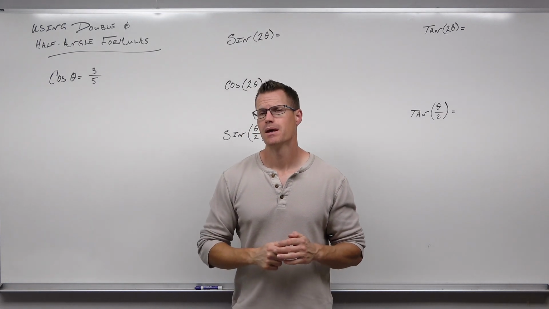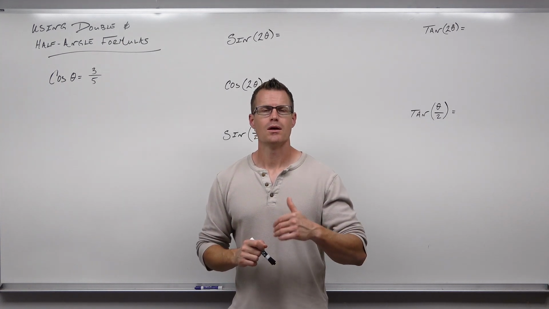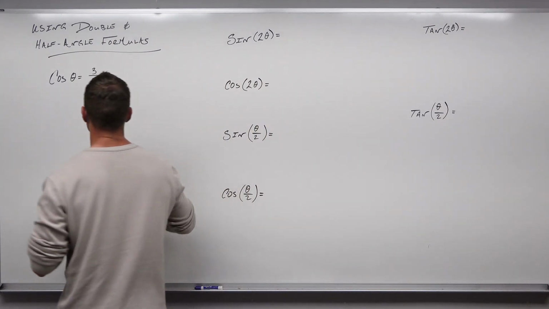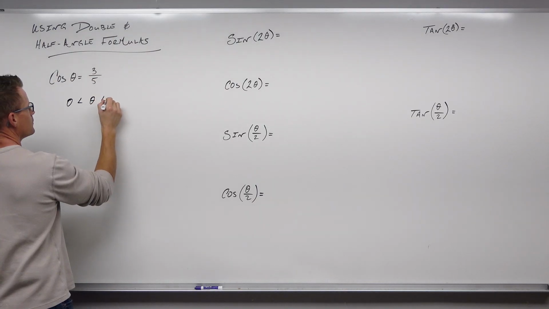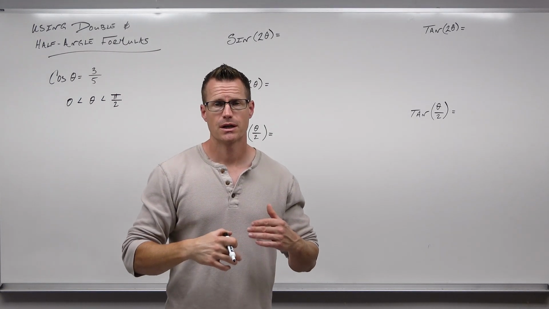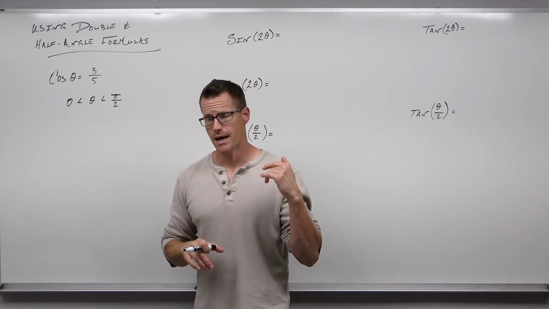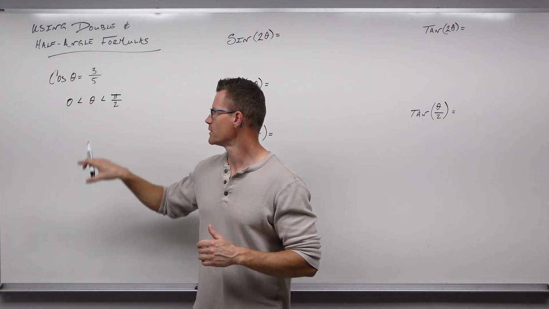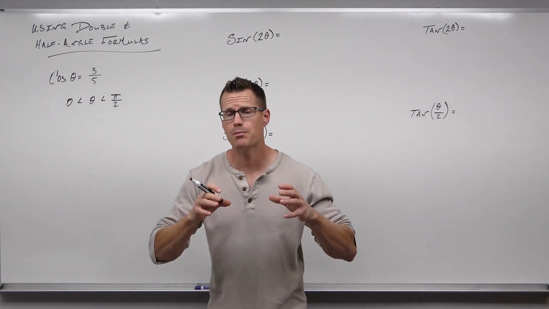So let's suppose that cosine theta equals 3/5. That would be given to you. Let's also suppose that they tell you theta is somewhere between 0 and pi over 2. So that would be quadrant 1. They're telling you a few things here. They're telling you what cosine theta is, which allows you to understand the x and the r for the appropriate quadrant that you're in. They're also telling you that theta is between 0 and pi over 2, so theta is in quadrant 1.